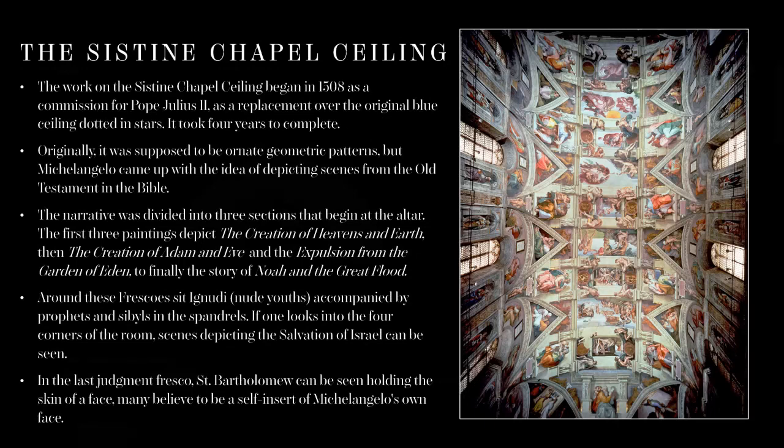Originally, it was supposed to be ornate geometric patterns, but per Michelangelo's request, he came up with the idea of depicting scenes from the Old Testament in the Bible. The narrative was divided into 3 sections that began at the altar and ended at the entrance. The first 3 paintings depict the creation of heavens and earth, then the creation of Adam and Eve and the expulsion from the Garden of Eden, and finally the story of Noah and the Great Flood.